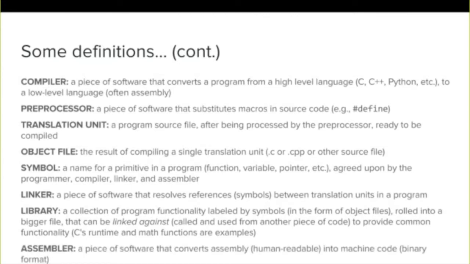Okay, so the runtime and math libraries are examples of this. The assembler is a piece of software that then does the final step. It takes those assembly files and converts them into machine code, which actually is going to run on your processor. Okay? Any questions about this stuff? All right, cool.